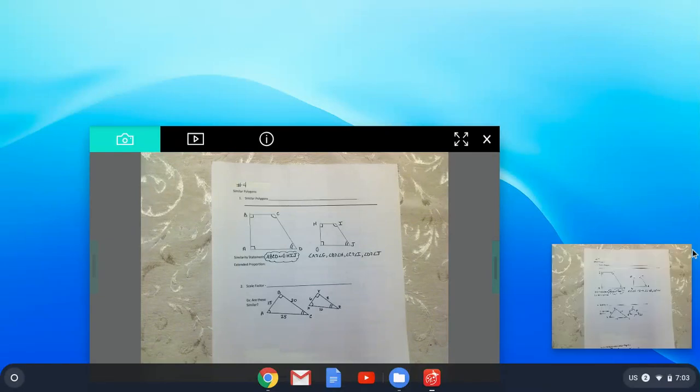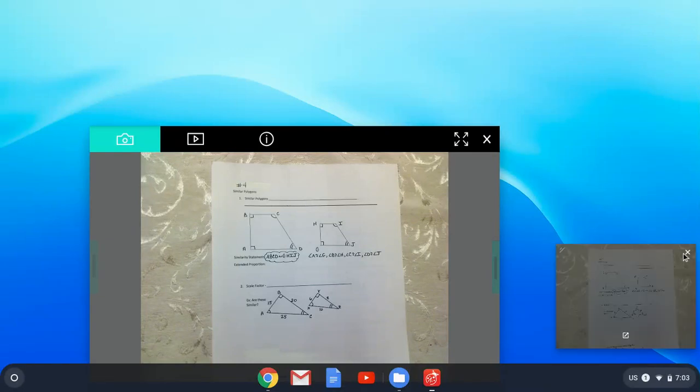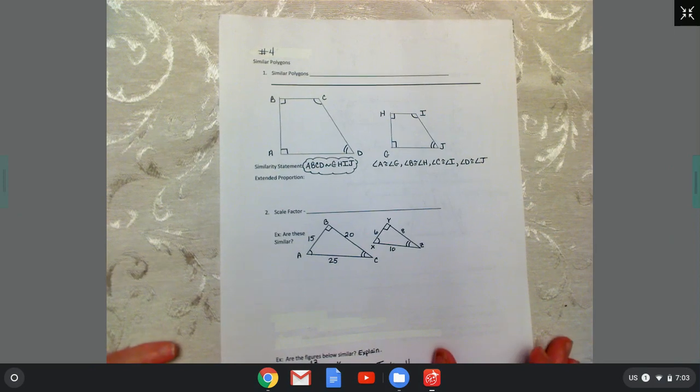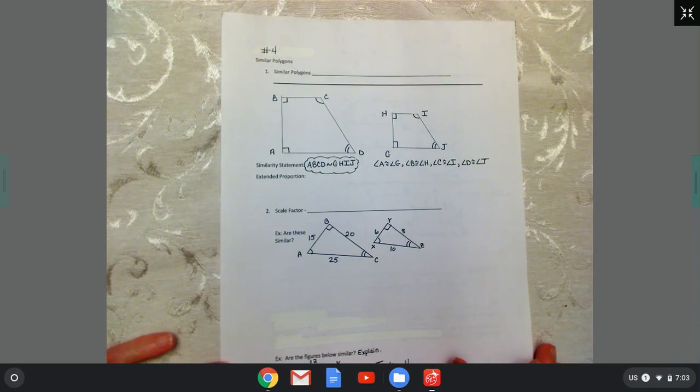Guys, coming to you with the notes from today, notes for similar polygons. There's quite a bit to this, but I'll be as thorough as I can. Similar polygons have the same shape, but not necessarily the same size.